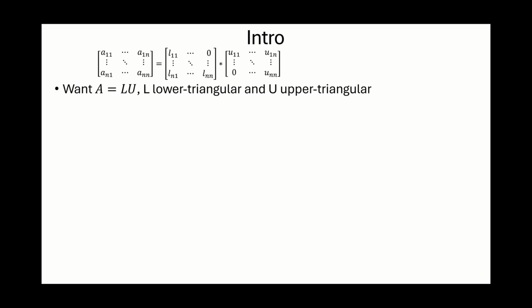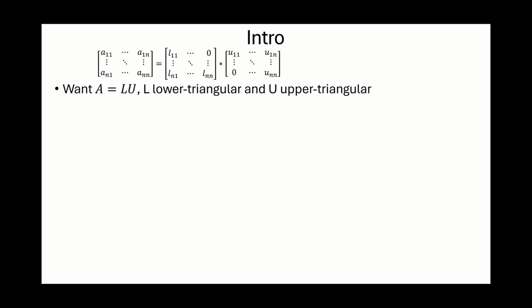Today we're going to look at the Crout decomposition. Recall that when we want to solve a system of linear equations with invertible coefficient matrix A, we often want to decompose A into a product of a lower triangular matrix L and an upper triangular matrix U. This is known as LU factorization.